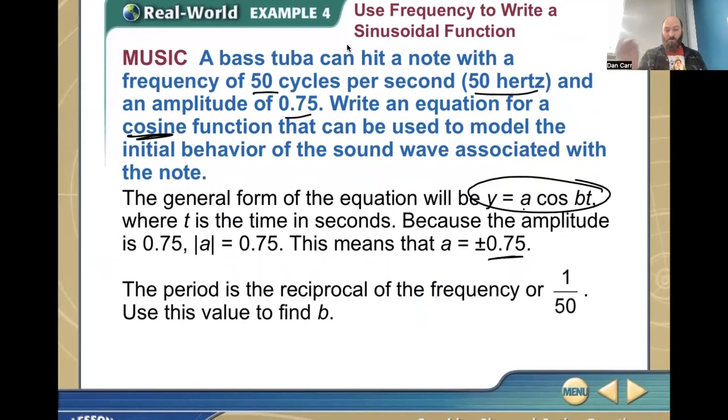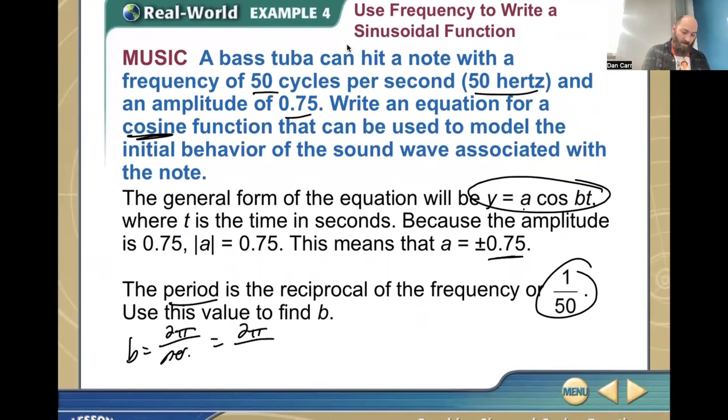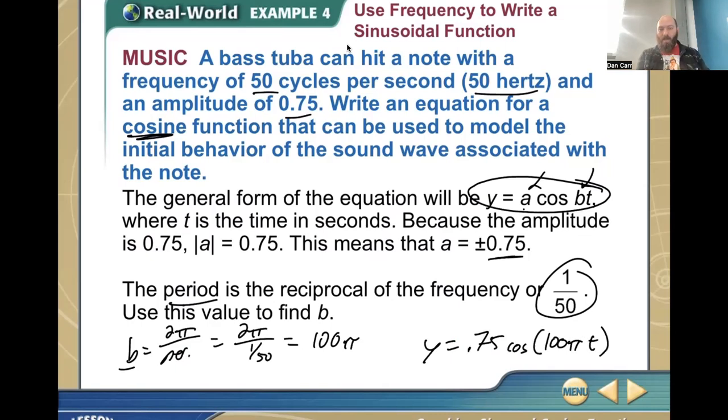So since the frequency is 50 cycles per second, the period is 1 over 50. So I need to use that to find my b value. Just like my period is equal to 2 pi divided by b, my b value is going to be 2 pi divided by the period, which in this case is 2 pi divided by 1 over 50. If I turn that into a multiplication problem, my b value is going to be 100 pi. So I have my b value and my a value, and my whole equation is 0.75 times the cosine of 100 pi t. That's the equation that models this. We're not going to graph it in this case, but that is my final part.